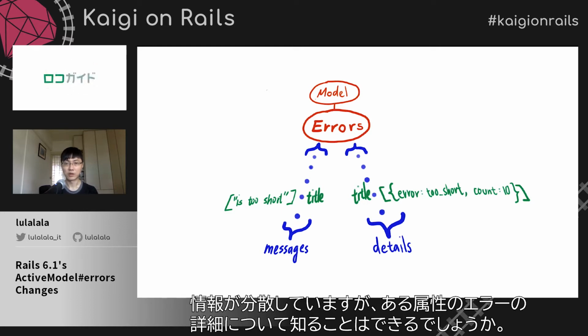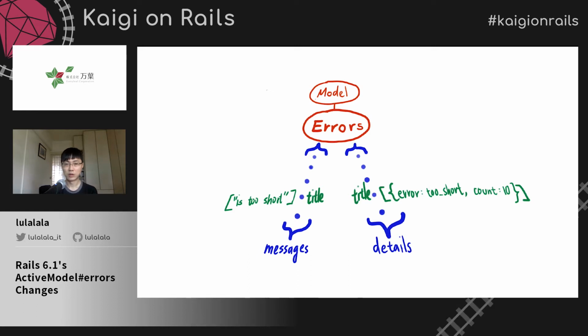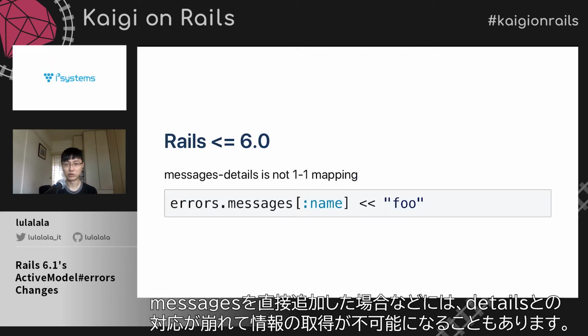If I want to know the details of one error, can I do that? Yes, it is possible 99% of the time, but it's tedious. You have to get the array index first, and then use that index to look up the details hash. And for the 1% of the time, you cannot do that, because messages and details are not always a one-to-one mapping. For example, someone can just be lazy and append the error messages directly into the hash.